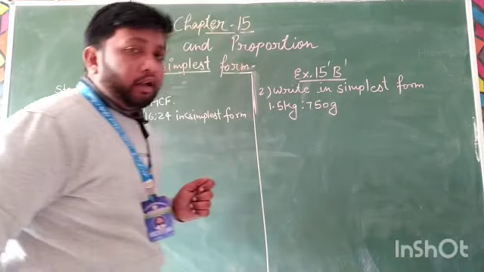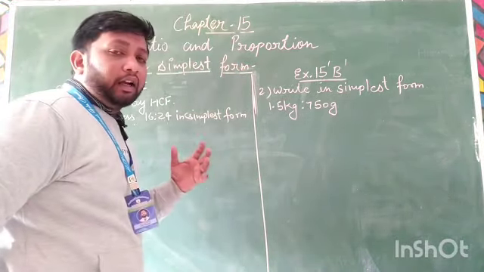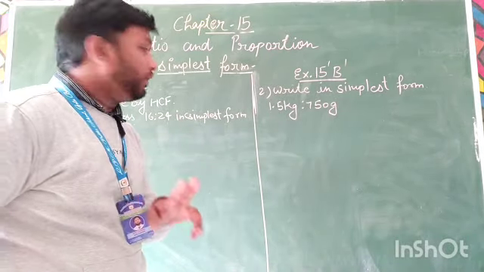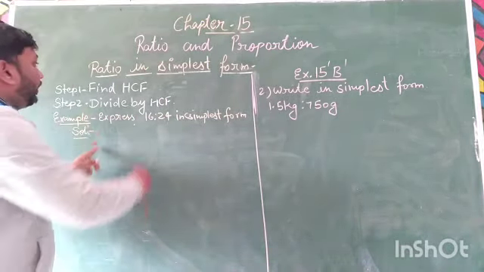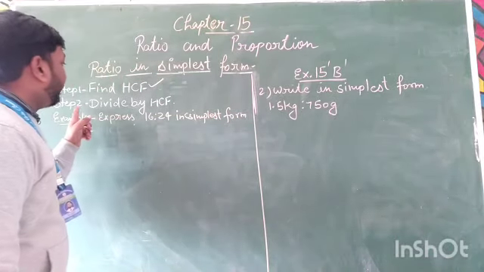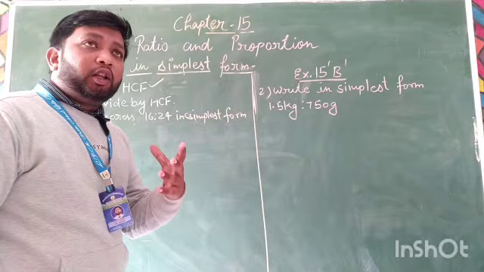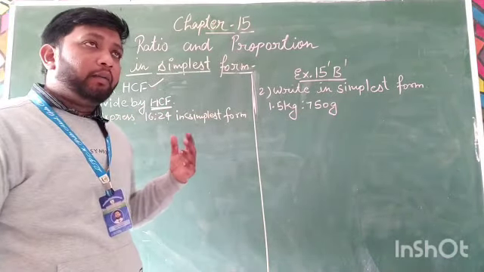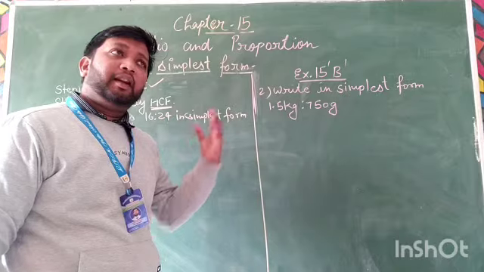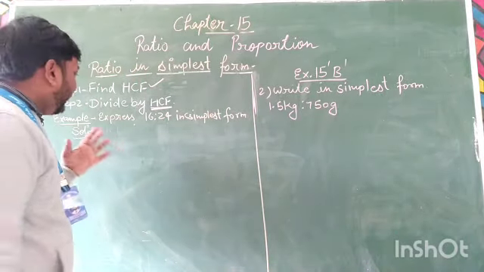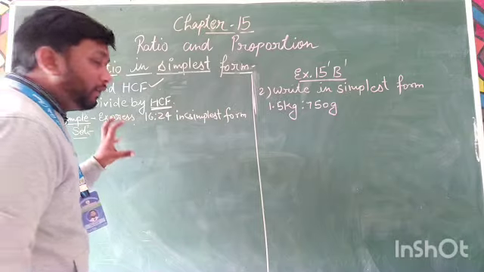So today we learn how to write a ratio in its simplest form. There are two main steps. First step is we find the HCF of both the quantities, and second step is divide both quantities by that HCF. We divide both quantities by that HCF, then we get the simplest form of that ratio. Like that, let's look at an example.